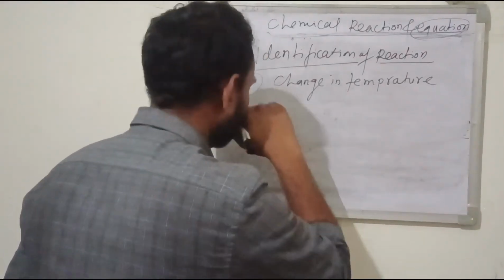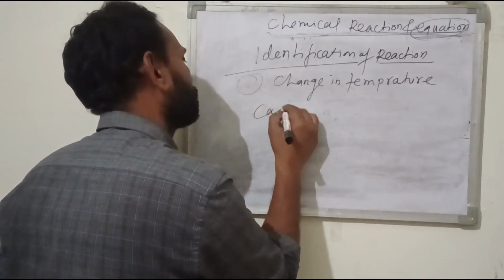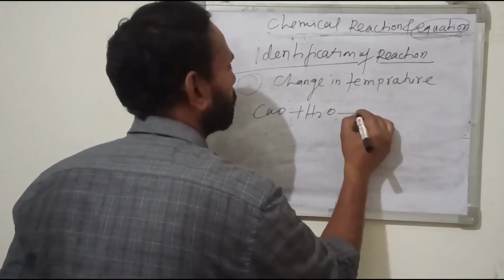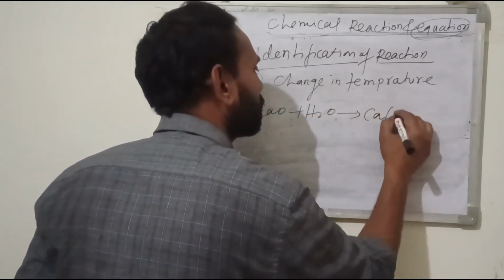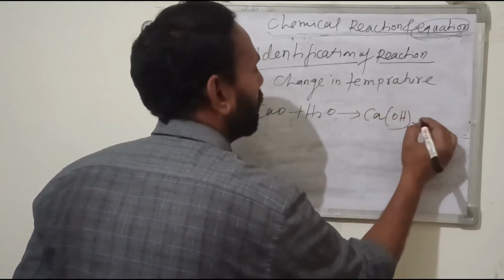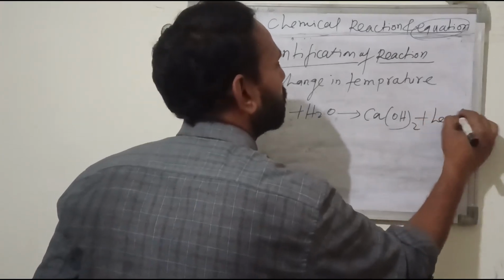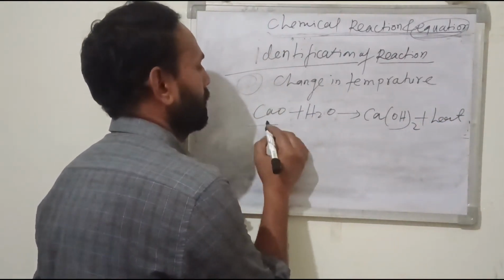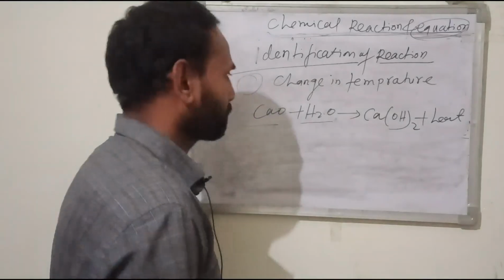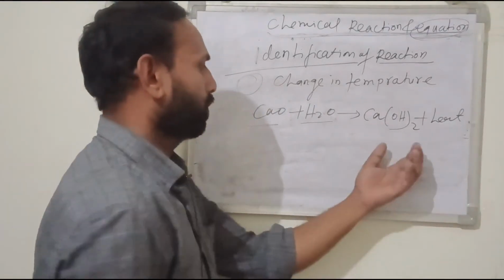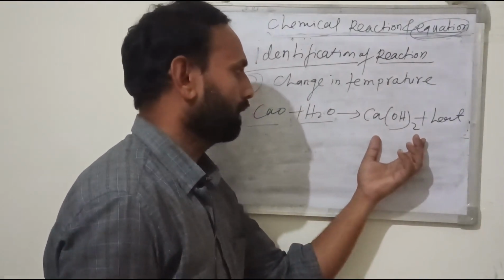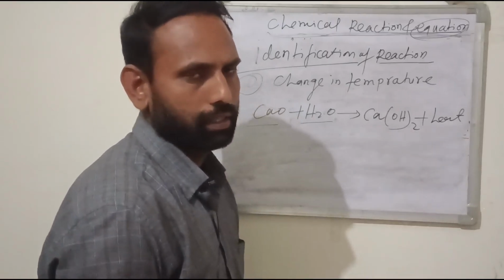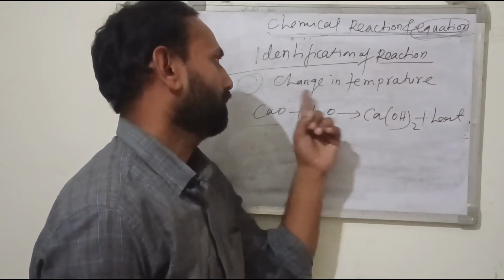You can take one reaction, calcium oxide and water, and both react and make calcium hydroxide and release the heat. Okay, you can see when we take two substances, calcium oxide and water, they form calcium hydroxide and release the heat. You can say the chemical reaction is going on because of the change in temperature.